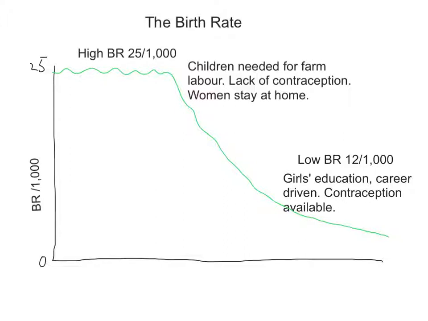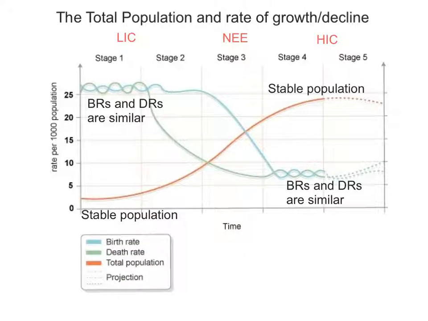So let's take a look at the death rate and birth rate on the same graph and see how the population changes. So the population and how fast it's rising or falling is indicated by this brown line here. Let's take a look at why it follows this pattern.